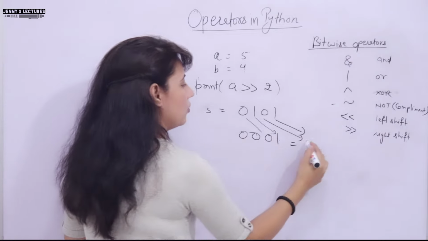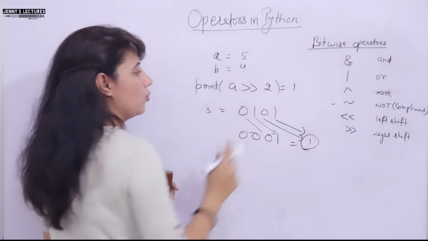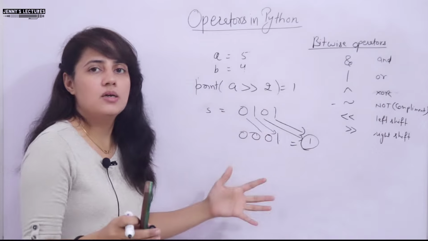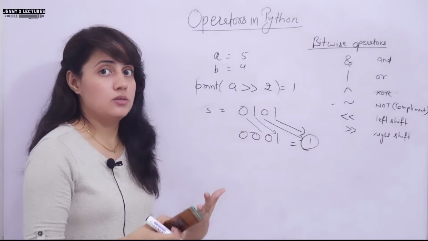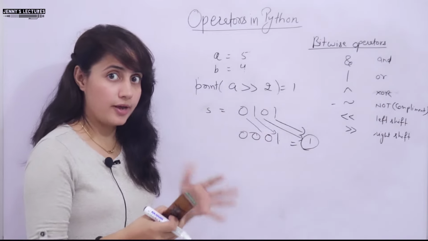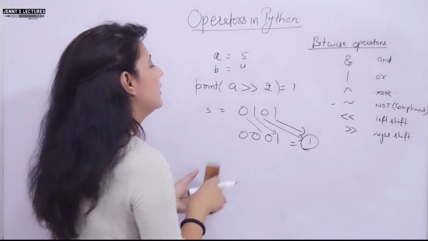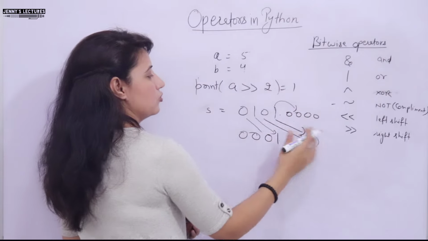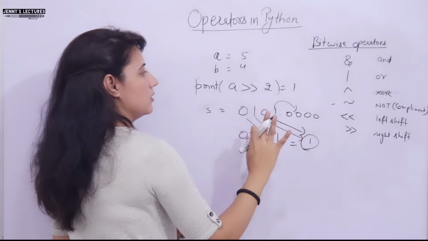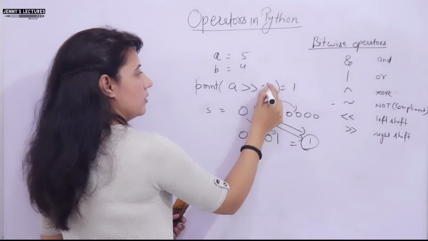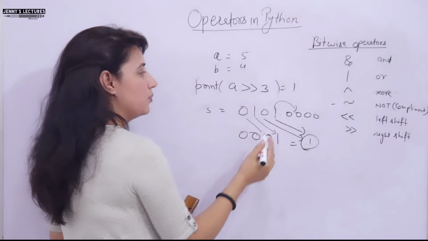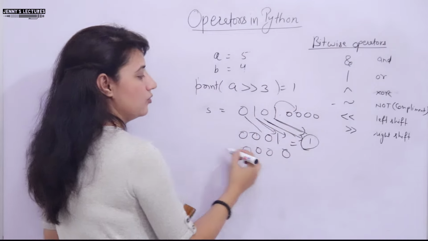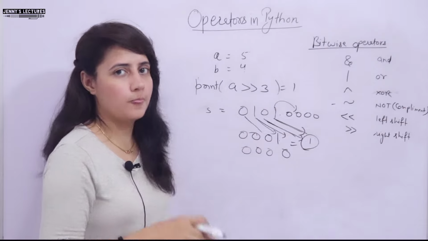So this would become now 1. So the answer would be 1. In right shift, we discard the bits, meaning we are going to lose the bits. But in left shift, we gain bits. We don't lose. I hope you got this. Because these 2 bits, maybe you can say, are after the decimal, so we are going to discard them. If right shift by 3, then 3 bits we are going to discard. So this 0 would be at this place, the remaining 3 bits would be filled with 0, so the answer would be 0.